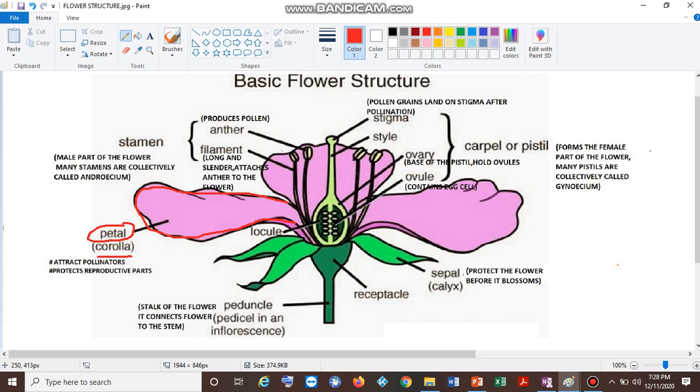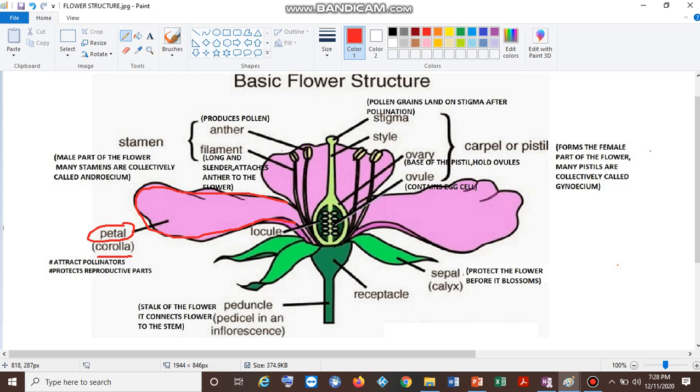Now what is the function of petal? Petals are colored to attract pollinators like insects. What are pollinators? Pollinators are those organisms that are involved in the process of pollination. Basically, they are insects. So petals are colored with a reason, to attract insects for the process of pollination.